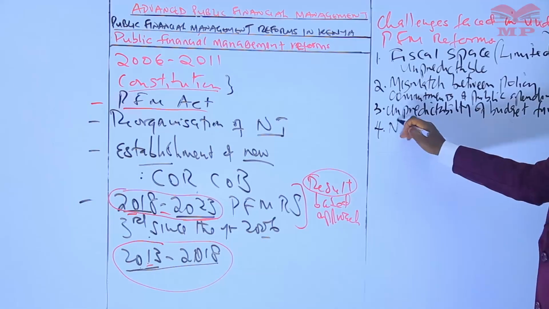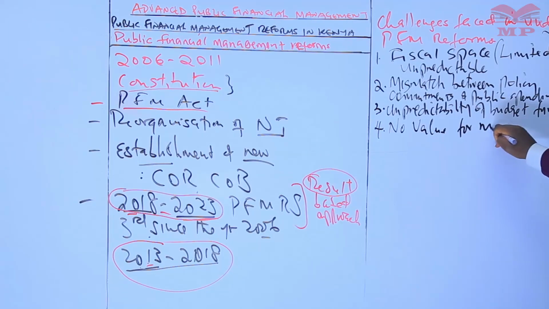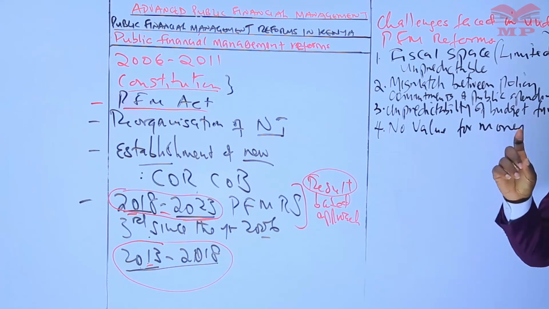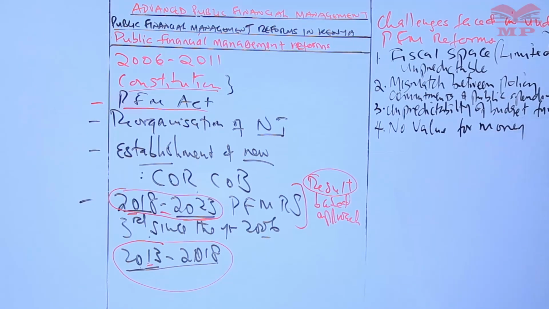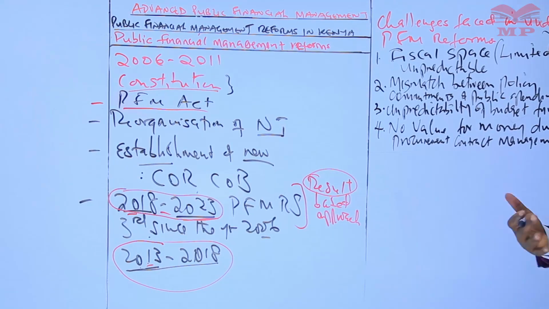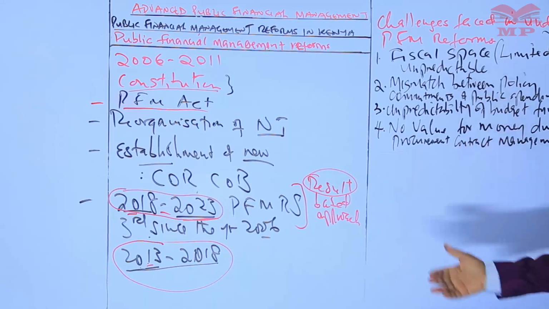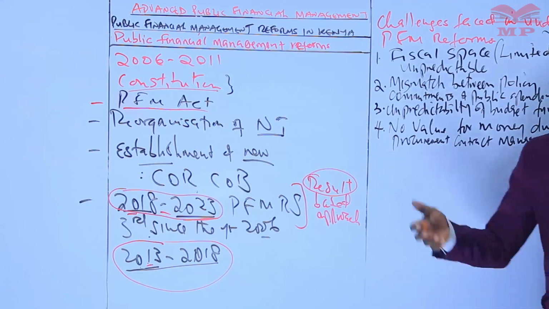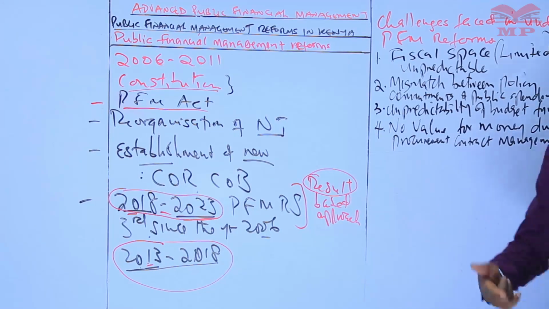Number 4, no value for money. The other challenge is in relation to value for money. Some service delivery infrastructure and inputs are not delivered on time or to specification and do not represent value for money due to procurement and contract management challenges. There are times inputs that were ordered are not the ones that are delivered. We've seen wastage of goods and services, materials that were not ordered or are not useful being delivered to government entities, and that has affected service delivery.